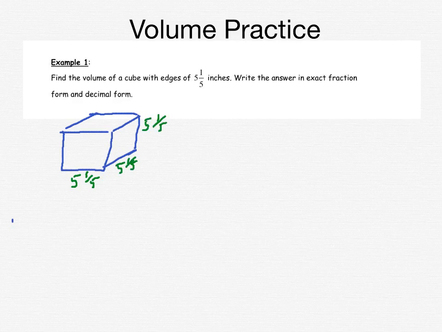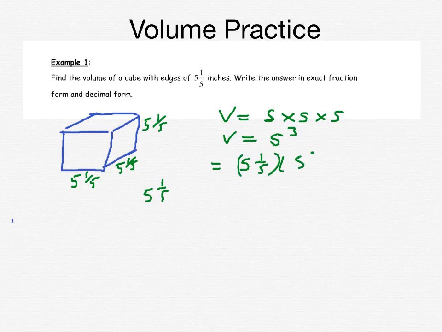To do any question, you need a formula. The formula for the volume of a cube is the side times the side times the side, or you could write it as the side cubed. If we're going to do it as a fraction, then you need to change each mixed number to an improper fraction. So 5 and 1/5 as an improper fraction would be 26 over 5.